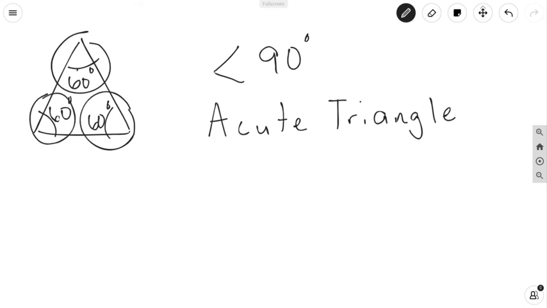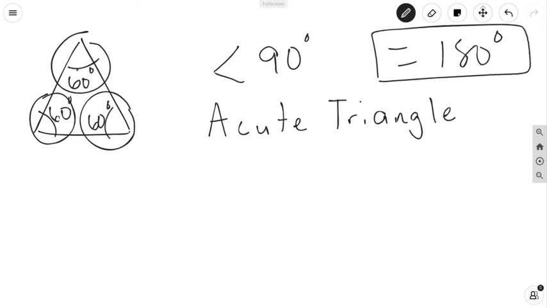Now, interesting fact: when you add up all three angles in a triangle, the sum will always equal 180 degrees. The sum of all the angles in a triangle will always equal 180 degrees. Cool fact to know. We would do some practice on that if we were in person with you. You might see those questions pop up from time to time.